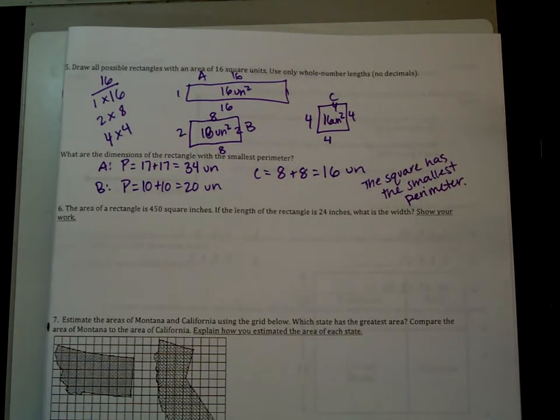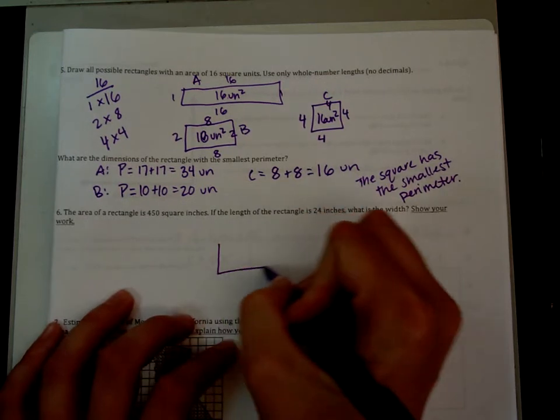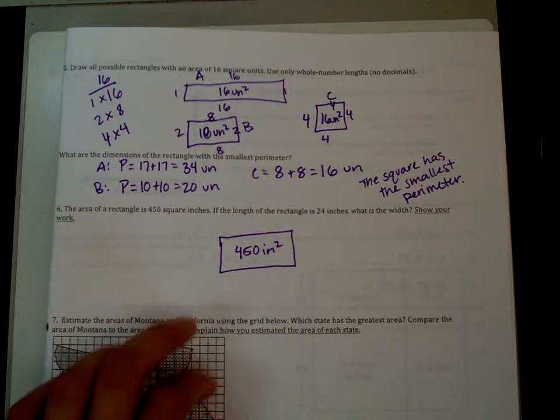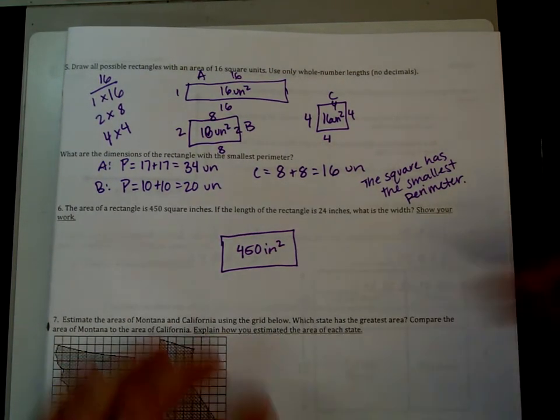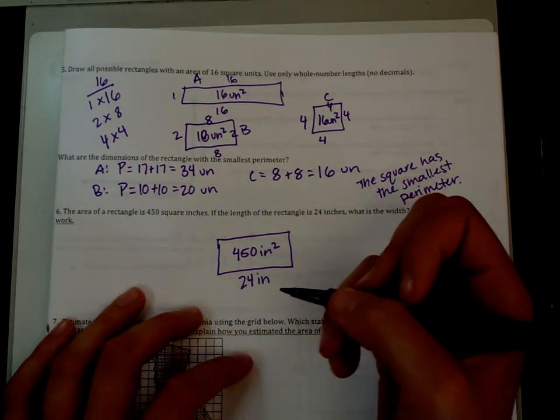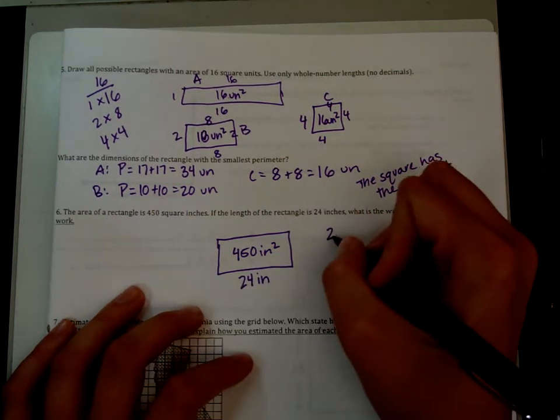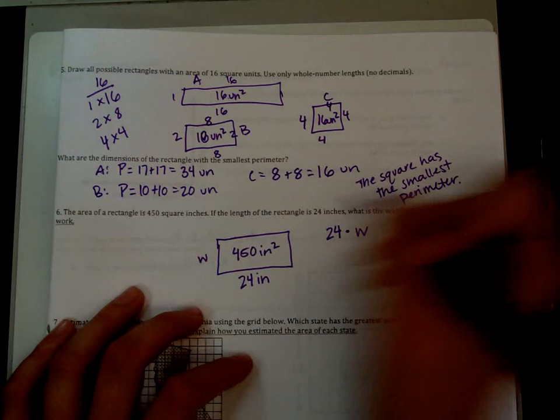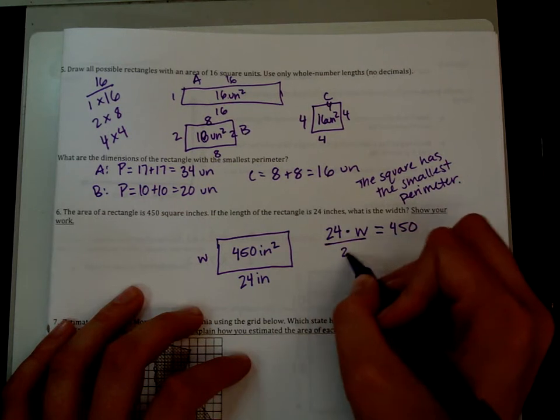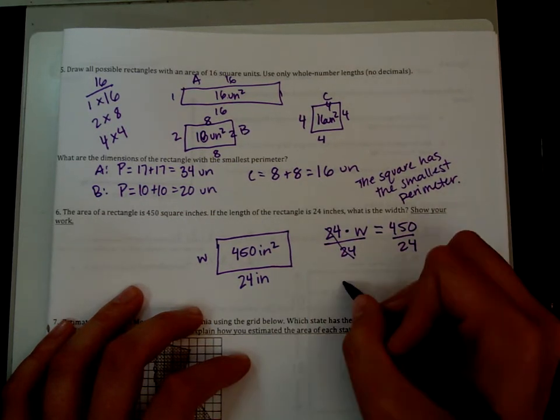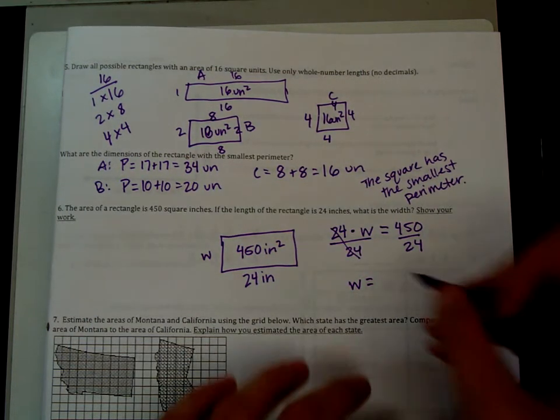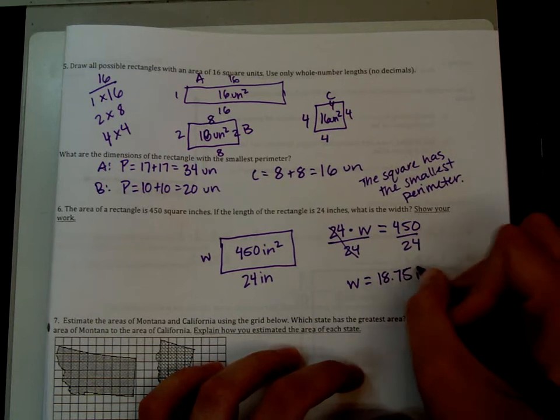The area of a rectangle is 450 square inches. So here we've got a rectangle. The area is 450 inches squared. If the length of the rectangle is 24 inches, what is the width? So I can divide, because I know this times that. So 24 times W equals 450. So in order to find W, I divide by 24, and I get W equals 18.75 inches.